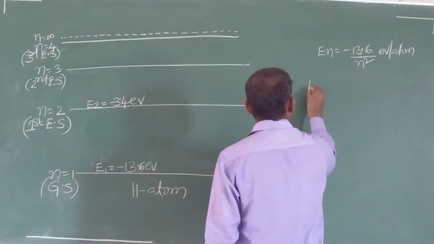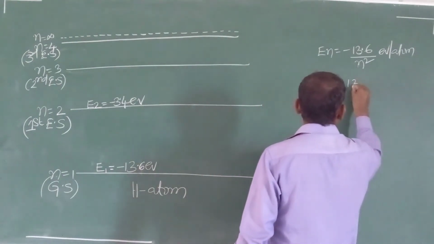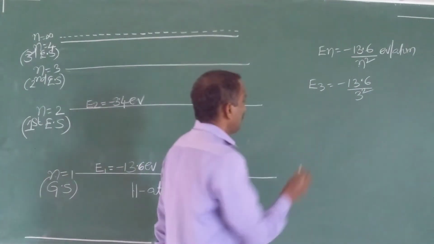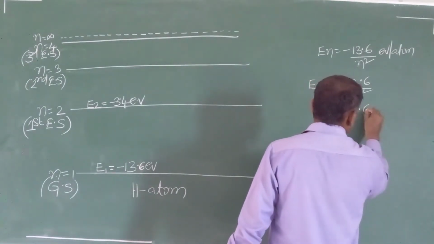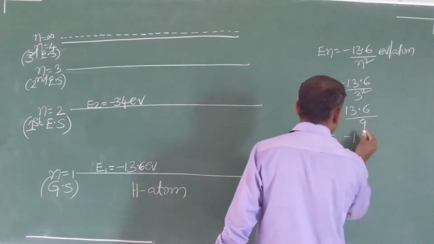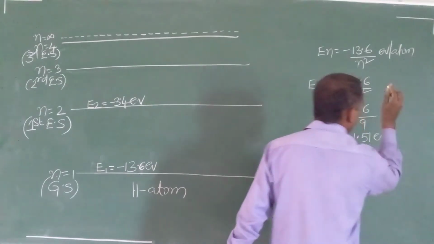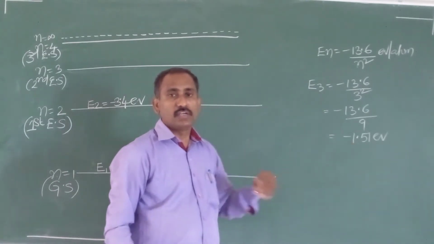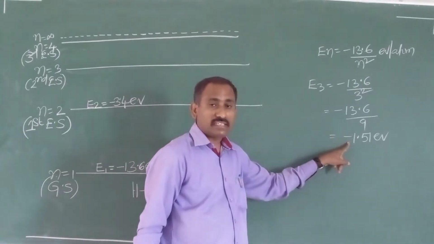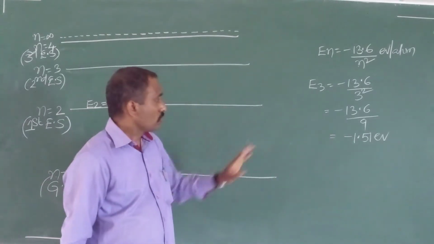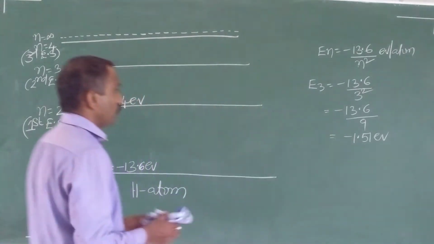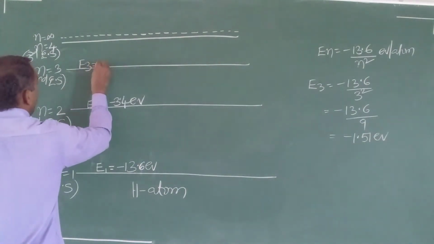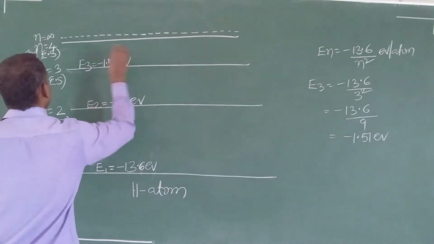Third orbit means E3 equals minus 13.6 by 3 square. Third orbit, 3 square is 9, minus 13.6 by 9, that equals minus 1.51 electron volts. So directly you should memorize these values: third orbit energy, second orbit energy. If you memorize, your time will be saved in the exam. So third orbit energy is how much? Minus 1.51 electron volts.